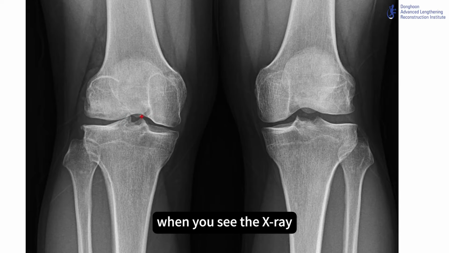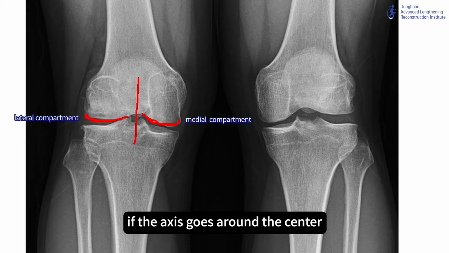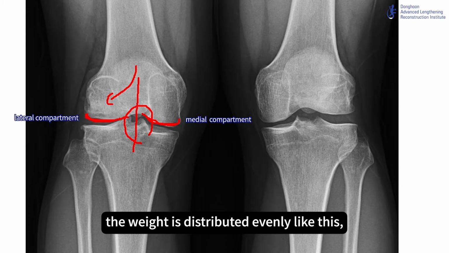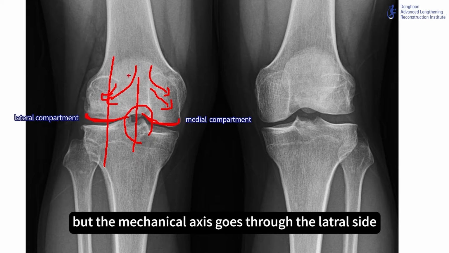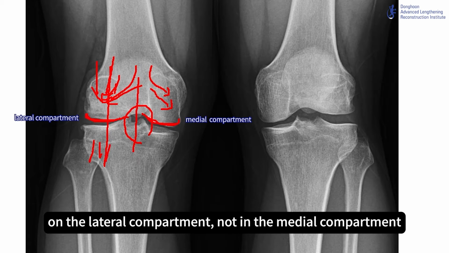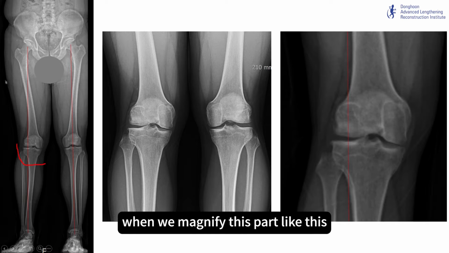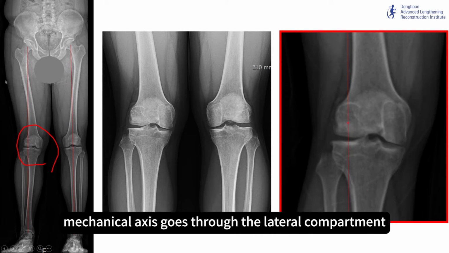When you see the X-ray of the knee joint from anterior to posterior, here is the medial compartment and here is the lateral compartment. If the axis goes through the center, the weight is distributed evenly like this. But the mechanical axis goes through the lateral side. The weight of this patient is loaded only on the lateral compartment, not on the medial compartment. So this is not good for the knee joint. When we magnify this part, the mechanical axis goes through the lateral compartment.